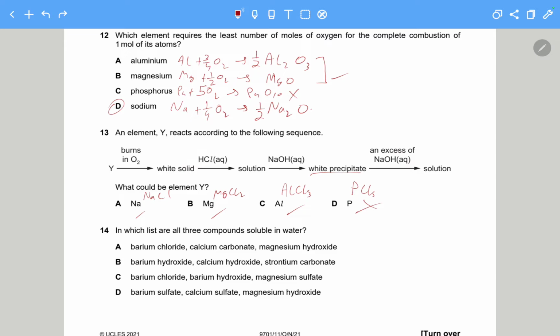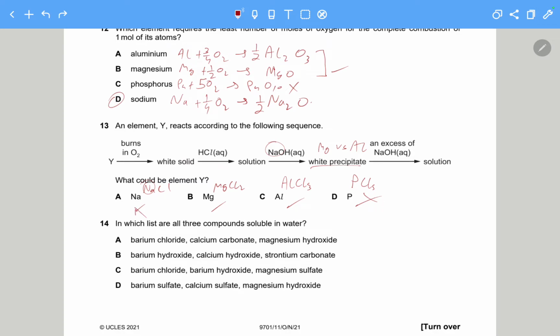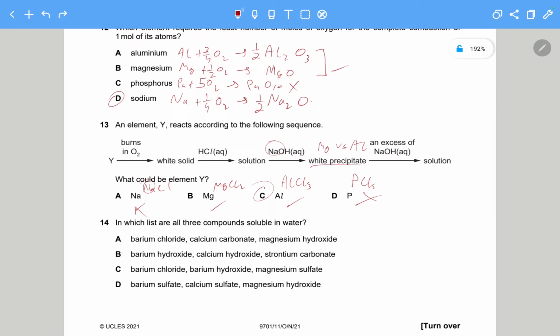Then we have three of these things to consider: NaCl, MgCl2, and AlCl3. And if you look at your qualitative analysis booklet, you'll know that when we add NaOH to NaCl, it will probably have no effect because the sodium ions are still there. So it's a competition between magnesium and aluminium. And then it says an excess of NaOH which gives a solution. Again, look at your qualitative analysis. Magnesium will not dissolve, it will give a precipitate, but aluminium does dissolve. So this will be C.